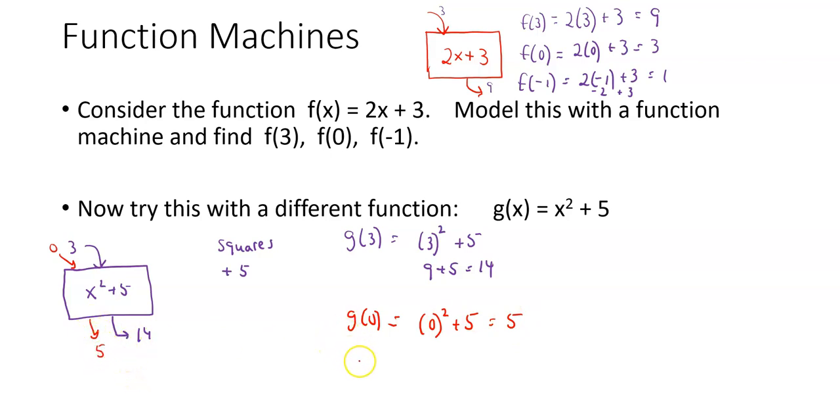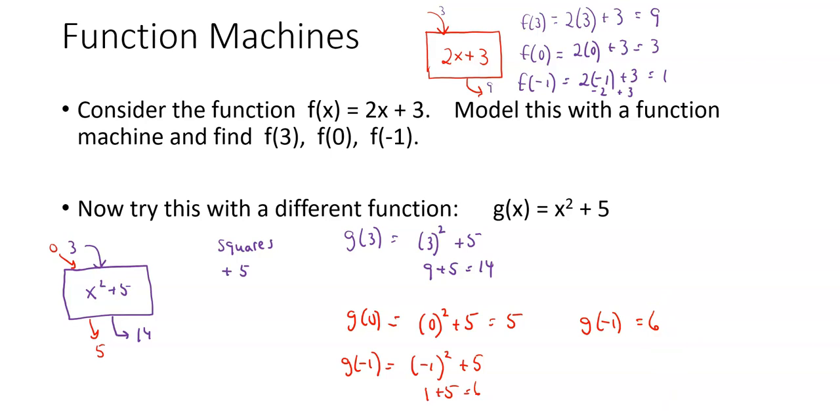We've got to be careful what happens with that negative 1. So g of negative 1 is negative 1 squared plus 5. Again, remembering that the negative's on the inside, the square is on the outside, so we're really multiplying negative 1 times negative 1, which gives us a positive 1. 1 plus 5 equals 6. So we might say that g of negative 1 is equal to 6. If we put a negative 1 into the function machine, a 6 comes out.